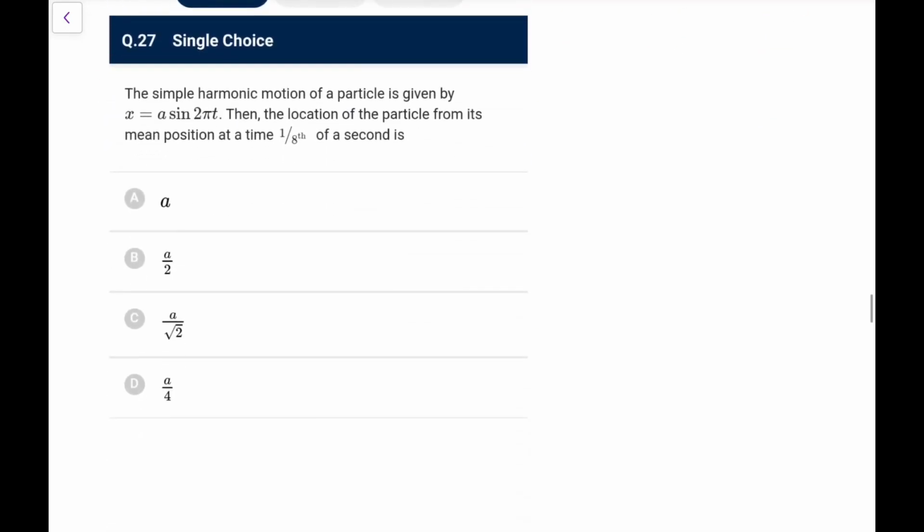Next, the simple harmonic motion of a particle is given by this, then the location of the particle from its mean position at time T by 8. So first of all, what is the time period? That is 2 pi by omega, omega is 2 pi, that is 1 second. So this is T by 8.